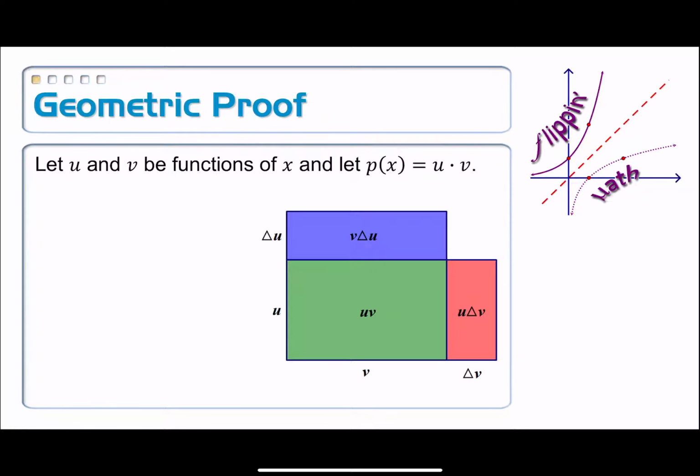And then finally, our shape here is now u plus delta u and v plus delta v. So I need to fill in this little gap right there. And then we just change the area by delta v, delta u. Okay, so we're going to write the change in area, or the change in P here, is equal to just these three rectangles added together, right? That's how much we changed this area by. So v delta u, u delta v, and finally delta u delta v.